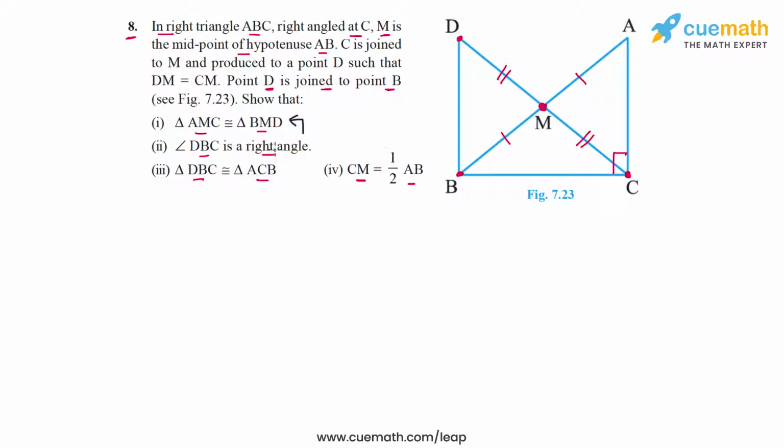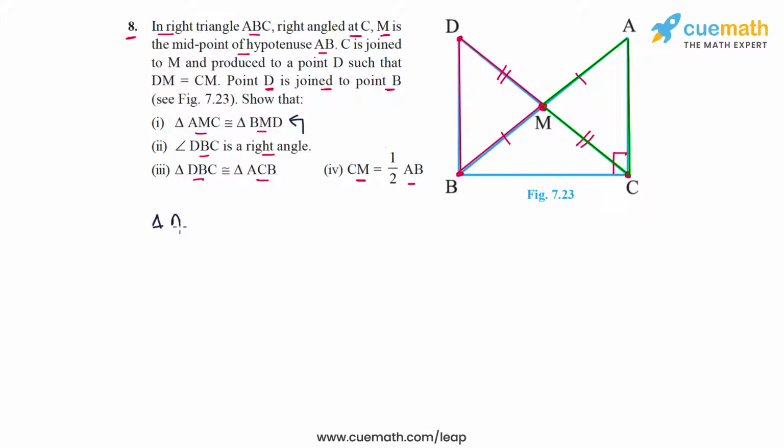Triangle AMC congruent to triangle BMD. So this is what we have to show. So let me highlight these two triangles first. So triangle AMC is AMC, this triangle, and triangle BMD is BMD, this triangle that you see here. So we have to show that these two triangles are congruent, and this actually is quite easy. It's evident from the figure how we should do this.